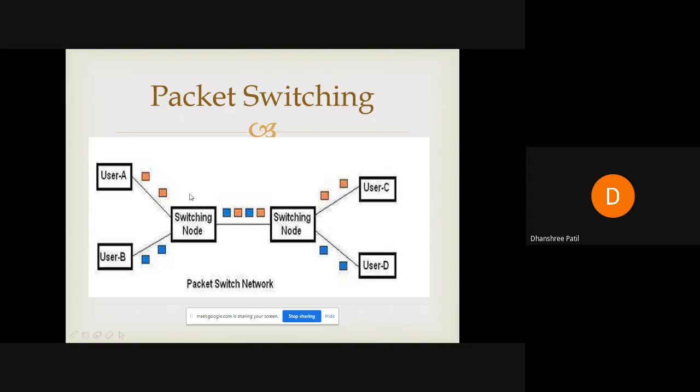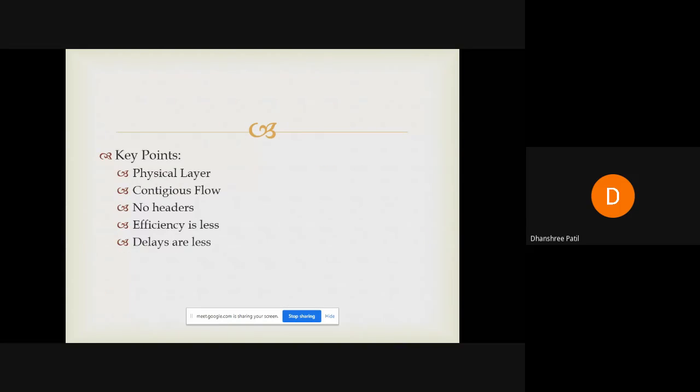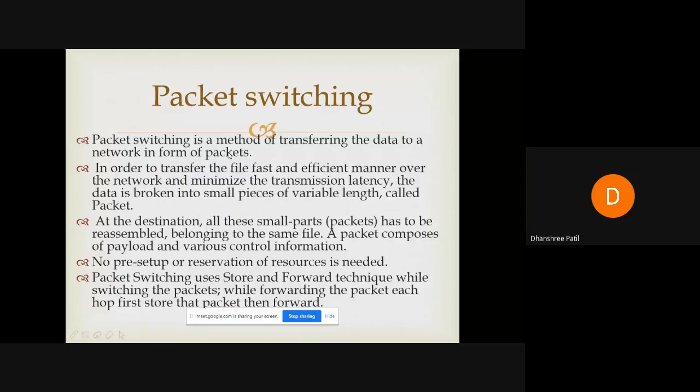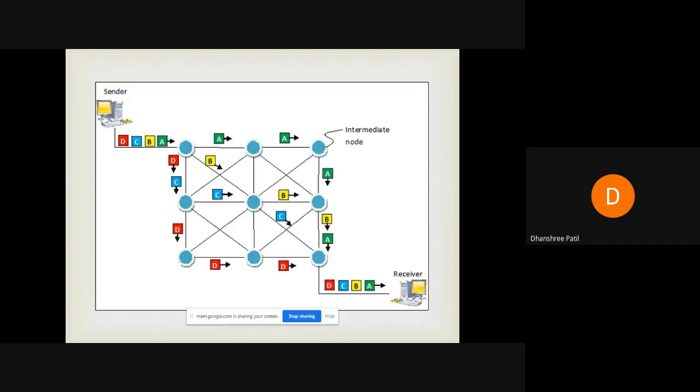Why? Same path is used by A as well as B. Because unlike circuit switching, there is no fixed or dedicated path. B can also interrupt the same path which is allocated to A. That is the main difference between circuit switching and packet switching. Very simple terms, these two, circuit switching and packet switching.